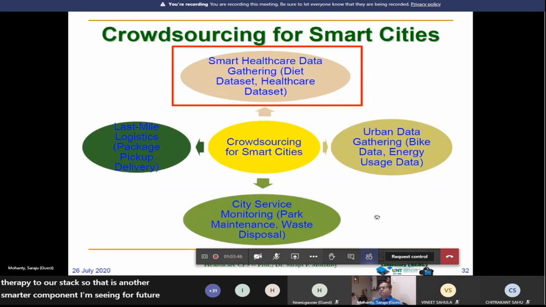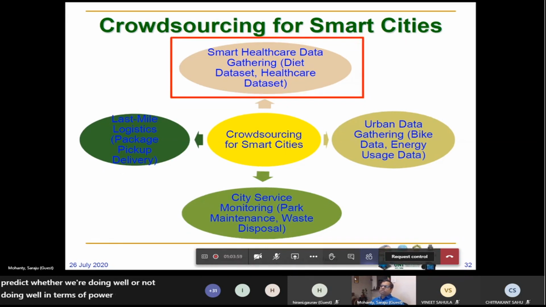And crowdsourcing is important. We just talked about data, then data models, and based on those models, how to predict whether we are doing well or not doing well in terms of our health. So crowdsourcing is an important aspect. What is that? How is that important? For example, suppose we want to know in a specific city, let us say, how many patients are there with a specific disease.